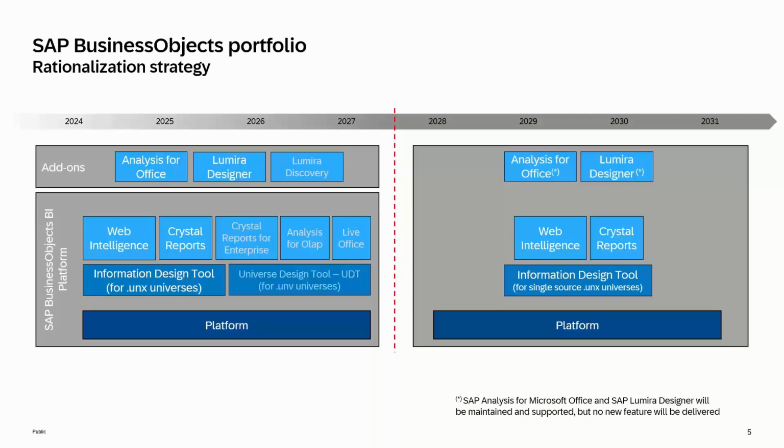The main reason is really to rationalize and to optimize our maintenance resources. And we chose to continue maintaining and enhancing the most adopted tools, starting with Web Intelligence and Crystal Reports. For Analysis for Office and Lumira Designer, we are entering a maintenance-only mode. We know those tools are super popular, so we will keep supporting them, but we will not have any new features. And for those two, the clear recommendation is to go to SAP Analytics Cloud for those use cases.